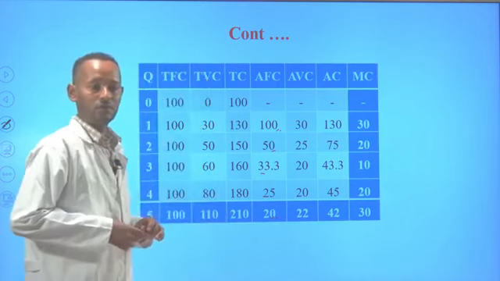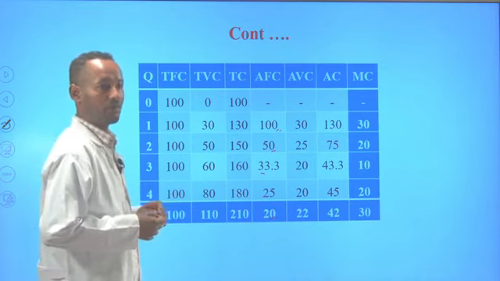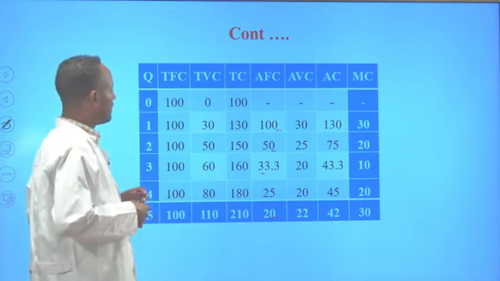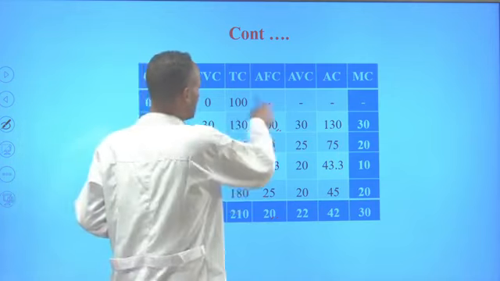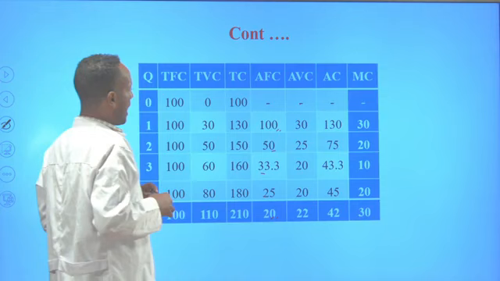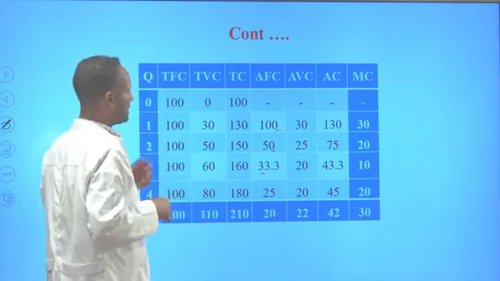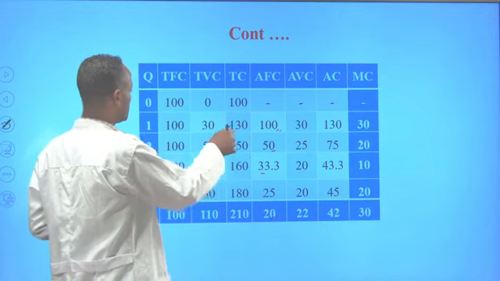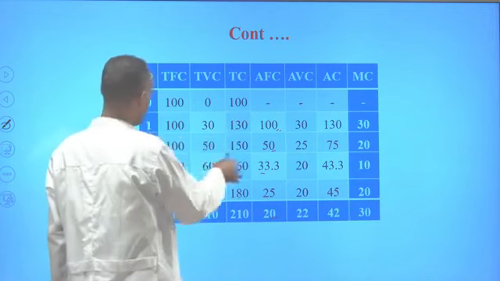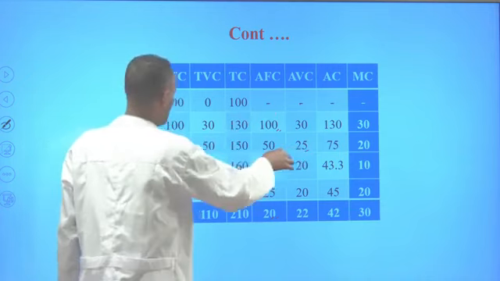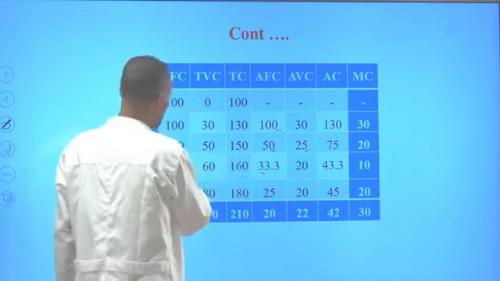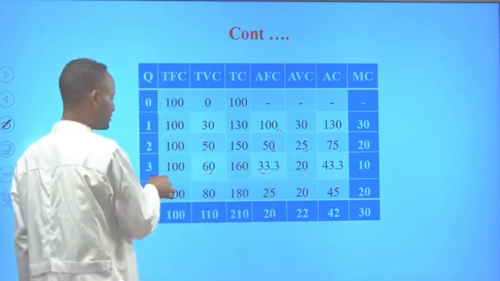Similarly, the average variable cost of production is calculated by dividing total variable cost for the output produced and sold. Hence, the average variable cost of production of 0 units of a commodity is undefined since the denominator is 0. The average variable cost of production of 1 unit is 30. It is calculated by dividing TVC for Q. 30 over 1 is 30. The average variable cost of producing 2 units is 25. It is calculated by dividing 50 for 2. The average variable cost of producing 3 units is 20. It is calculated by dividing 60 for 3.